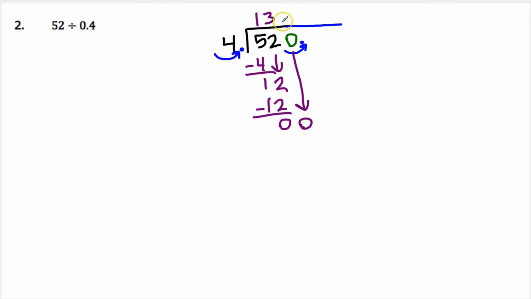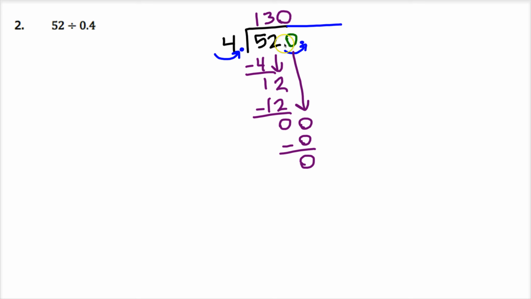4 goes into 0 0 times. 0 times 4 is 0. So we subtract and we get 0 again. Now, normally when you get 0 at the bottom and you've run out of numbers, you stop. For a problem like this, you only want to stop when you hit your decimal point up in your quotient.